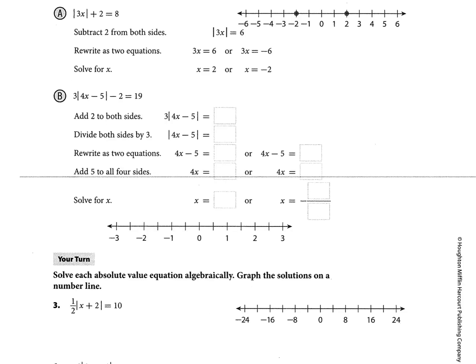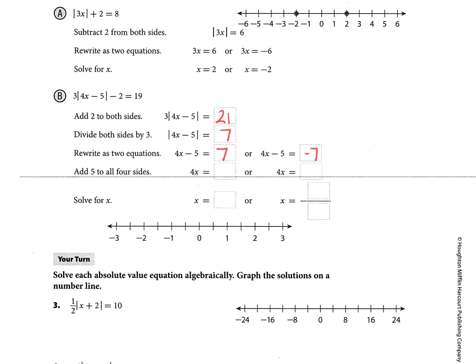To start B, they add 2 to both sides, so then we end up with 3 times the absolute value of 4x minus 5 equals 21, because 19 plus 2. Then they divide both sides by 3, so they get rid of the 3, and 21 divided by 3 is 7. So we separate it out. It can equal 7, or it can equal negative 7.